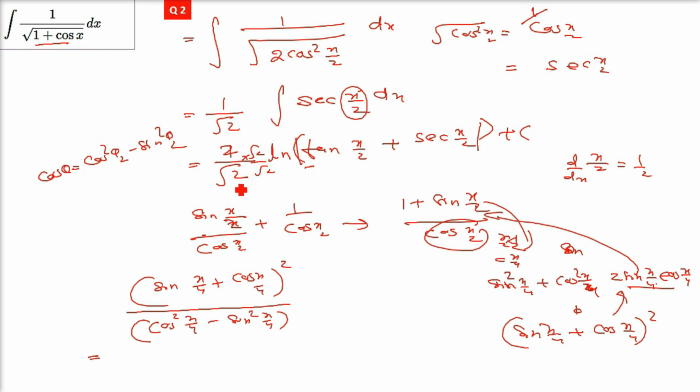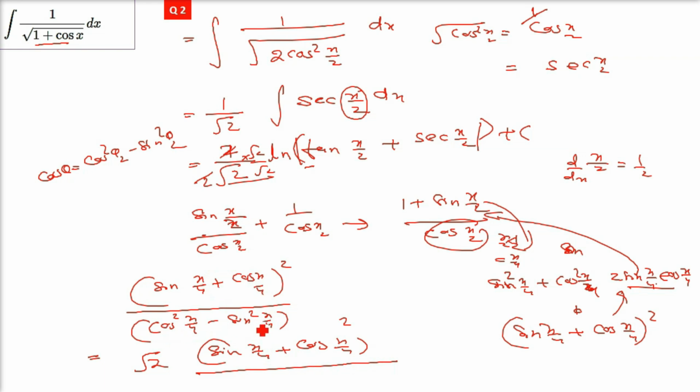Multiply the 2 by root 2 by root 2, numerator and denominator. So what are you going to get? You will get only root 2. So the numerator becomes sin x by 4 plus cos x by 4, this whole square. The denominator is cos x by 4 minus sin x by 4 into cos x by 4 plus sin x by 4, since a square minus b square is a minus b into a plus b. So there will be a cancellation. Sin x by 4 plus cos x by 4 is common in numerator and denominator. So this is your final result.